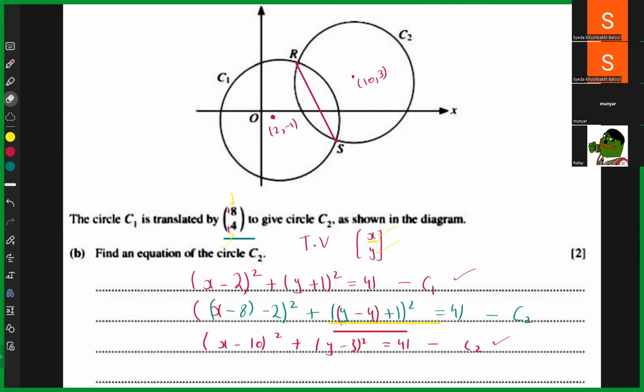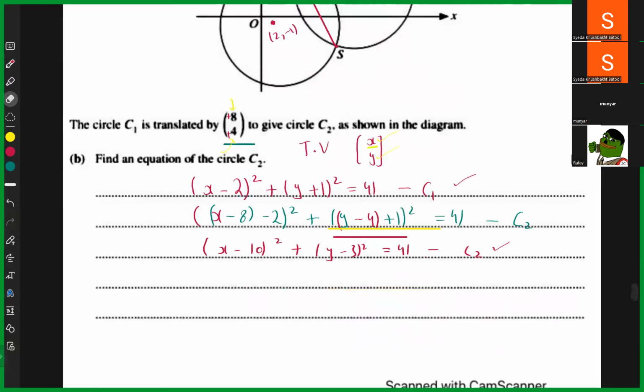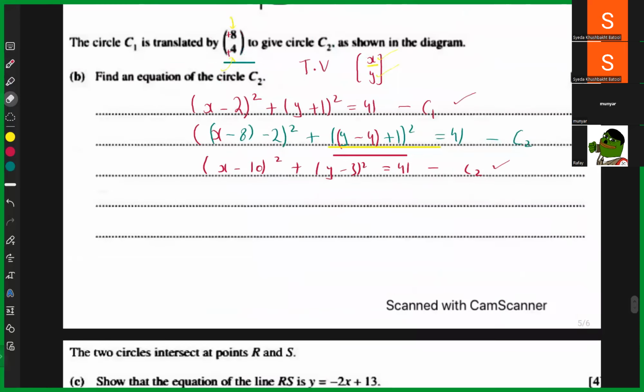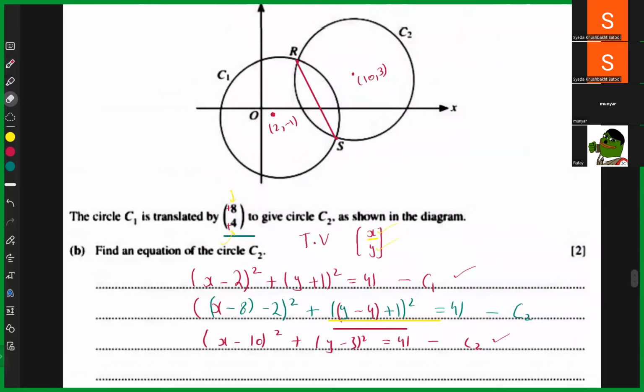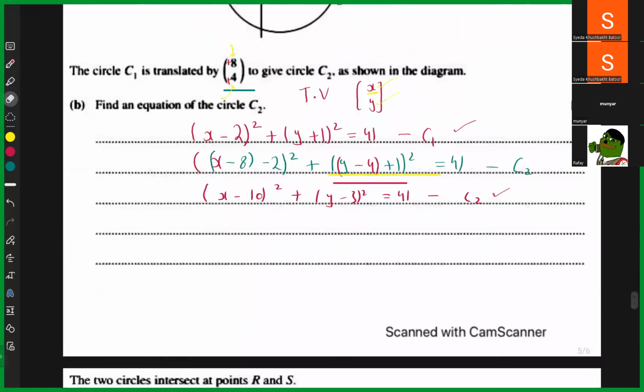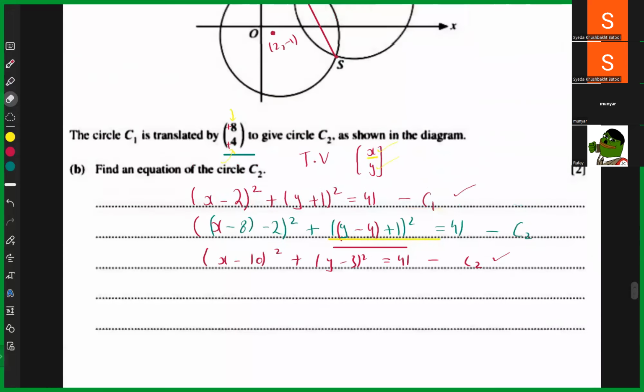Very good. Yes, that is correct. Well done. Yes, that equation is also given. This method is 100% correct. Like you equated C1 and C2, you simplified, you cancelled out the square terms, and you were left with a linear equation, and that turned out to be the same equation you wanted to prove. That's 100% correct. So this is method one.